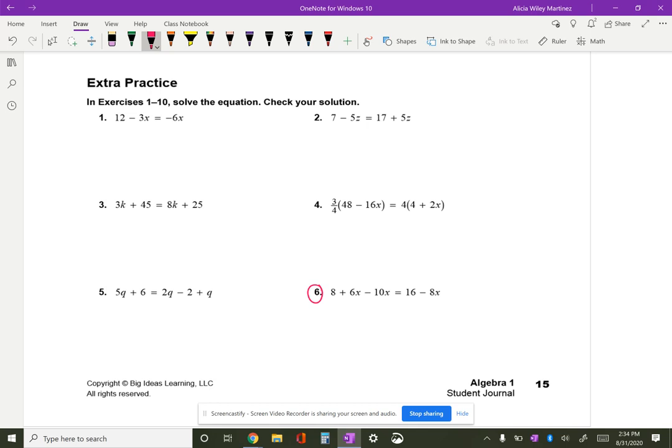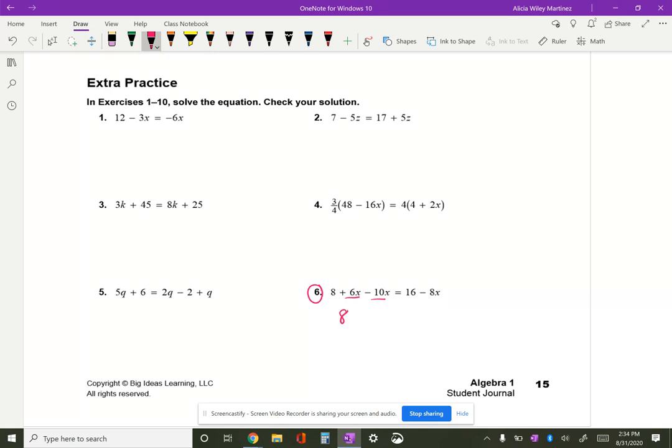On number 6, we are dealing with a problem that has variables on both sides, but as I have mentioned before, you want to make sure that you simplify each side. Now on the left-hand side, I can see that I do not have any distributing, but I do have like terms that I can combine.